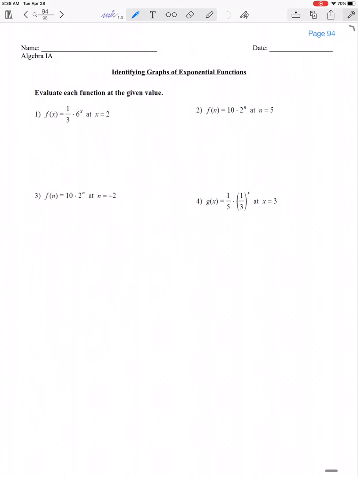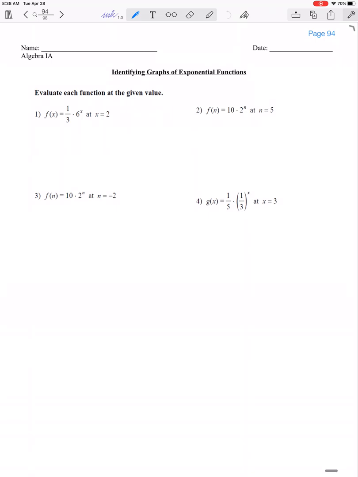Today we are going to be identifying graphs of exponential functions. But first, you see that we have a do now, 1 through 4. The do now does look a little bit confusing, but it is actually something you already know how to do. So I will do number 1 with you.